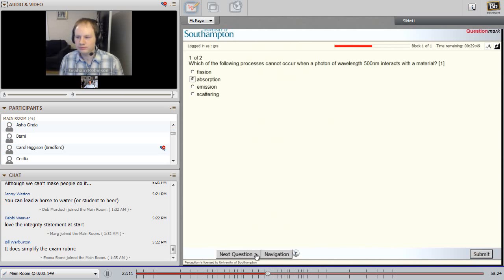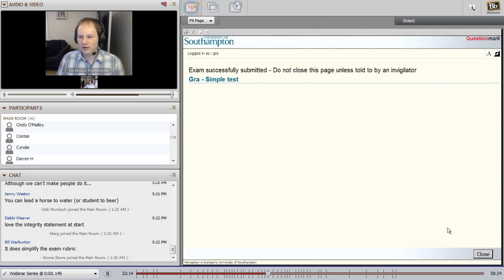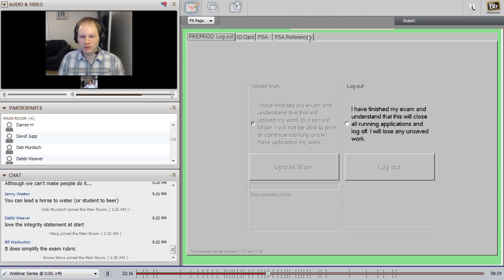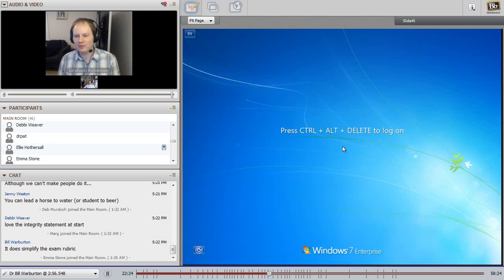And then we finish, we close, and once we close we go back to the logout screen. The logout screen makes you forcibly push a button that says I have logged out of my exam, and then you can log out again. So that's how we do it for Perception, but we've got some other things that we can do.